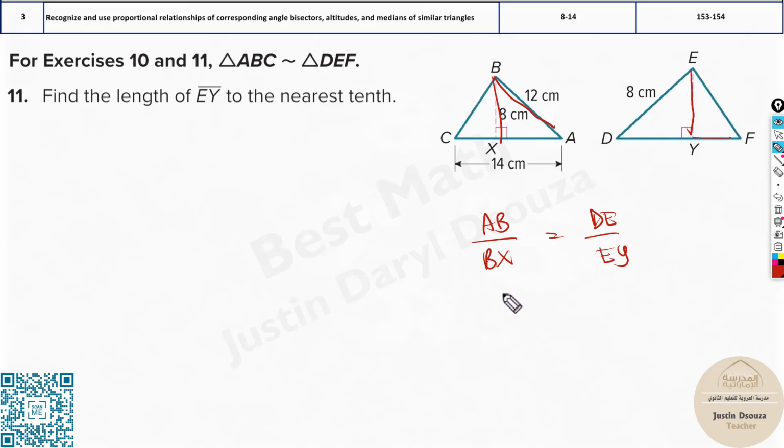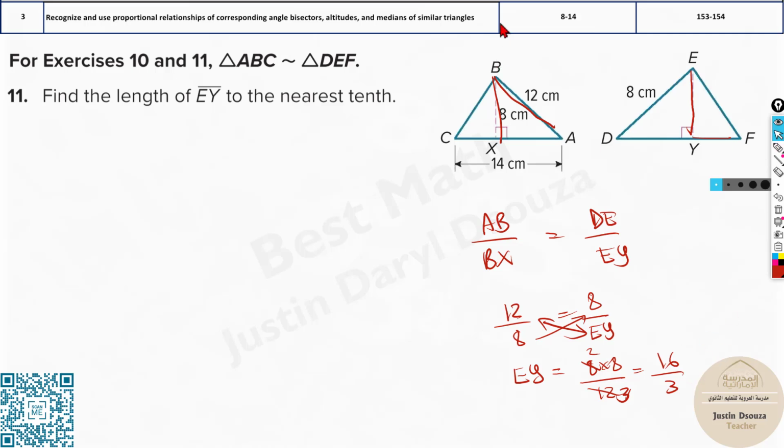Now let me substitute all the values which I know. 12 by 8 will be equal to 8 by EY. That is what we need to solve. So let's take EY instead of 12 and change their places. So EY will be equal to 8 times 8 by 12. So it's 3 times over here and 2 times. It's 16 by 3. Now use your calculators and get the answer.